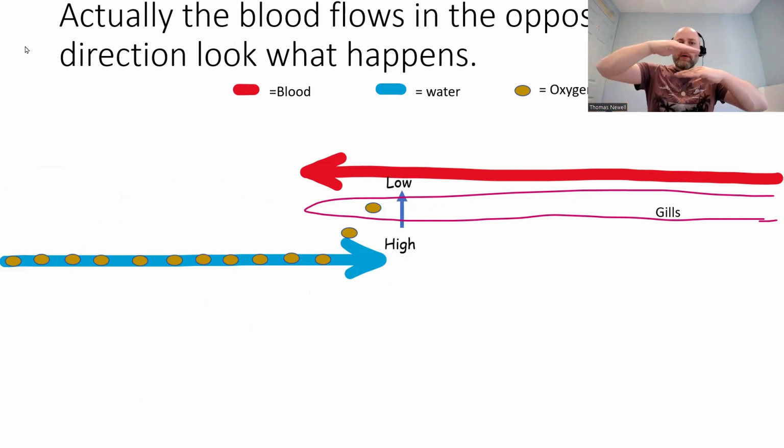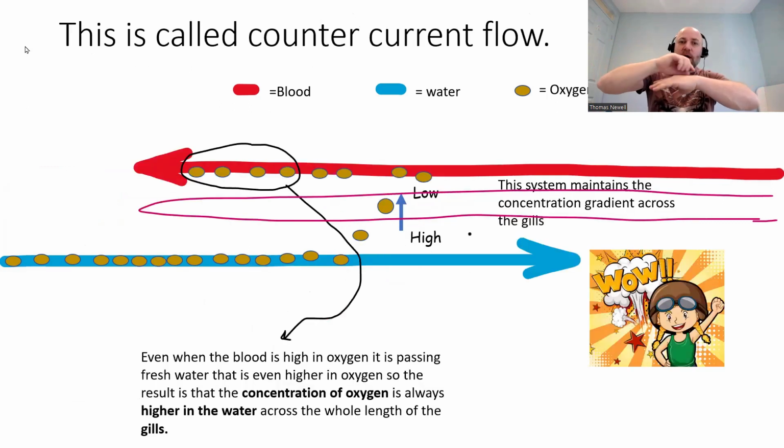But as the blood moves past, it's always coming past fresh water with lots more oxygen. So it never gets to a state, you can see here, where the blood that's already gone past the water is full of oxygen, but it's not got more oxygen than the water. So the water will always have more oxygen than the blood. And this means that there's always a concentration gradient going from the water to the blood. So we have diffusion from high to low happening all across the fish gills. This is a much more efficient system of oxygen getting into the fish's blood.